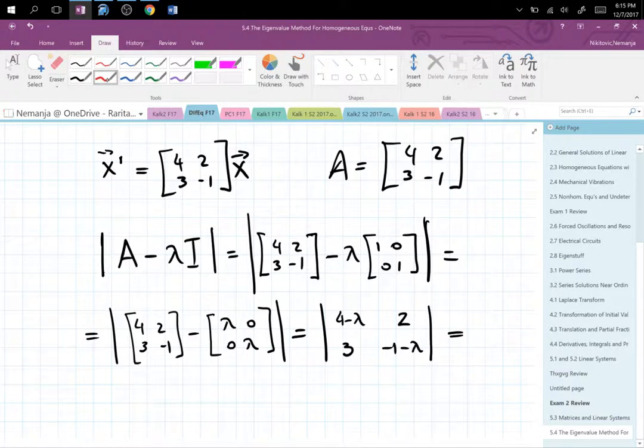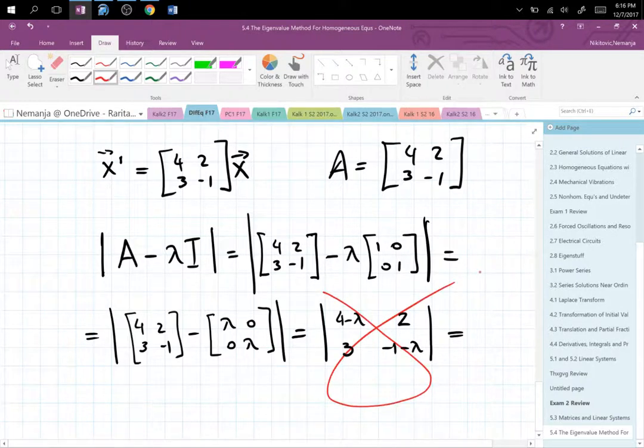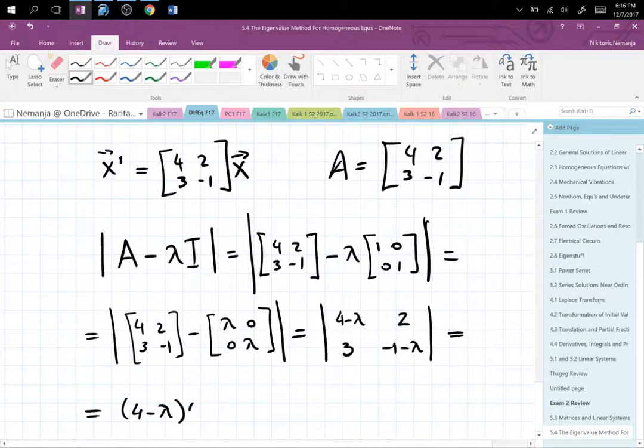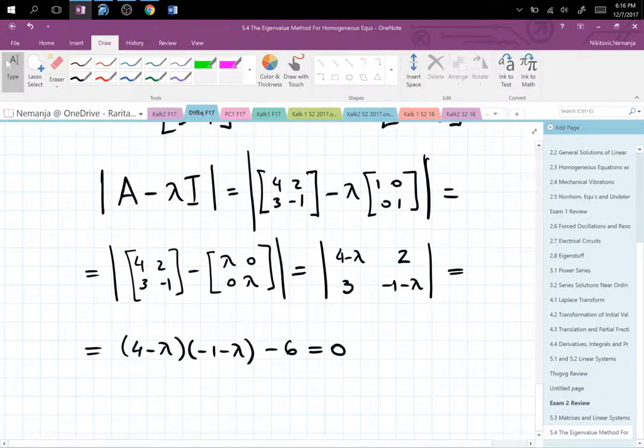So to find the determinant of this, you will do the standard thing. So you have 4 minus lambda times negative 1 minus lambda, and then minus 6, and all of that has to equal to 0. So you see that you're getting an equation in terms of lambda. Lambda would be unknown, it's a quadratic, and this will give you 2 lambdas, which is exactly what you need, because you do have 2 functions to figure out, so you should have 2 degrees of freedom, right?